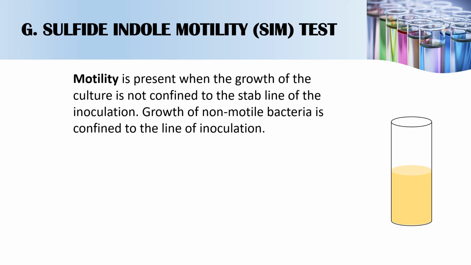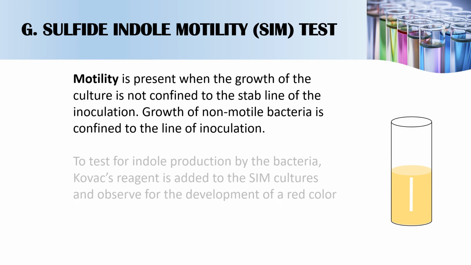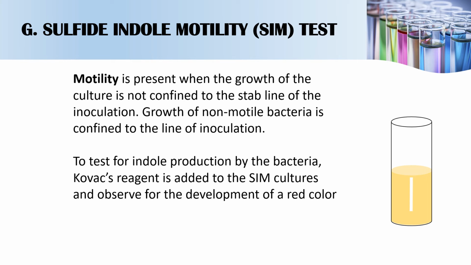Motility is present when the growth of the culture is not confined to the stab line of the inoculation. So you see this cloudy part surrounding the line of inoculation. It indicates that your organism is motile. Growth of non-motile bacteria is confined to the line of inoculation. To test for indole production by the bacteria, Kovacs reagent is added to the SIM cultures and observed for the development of a red color.